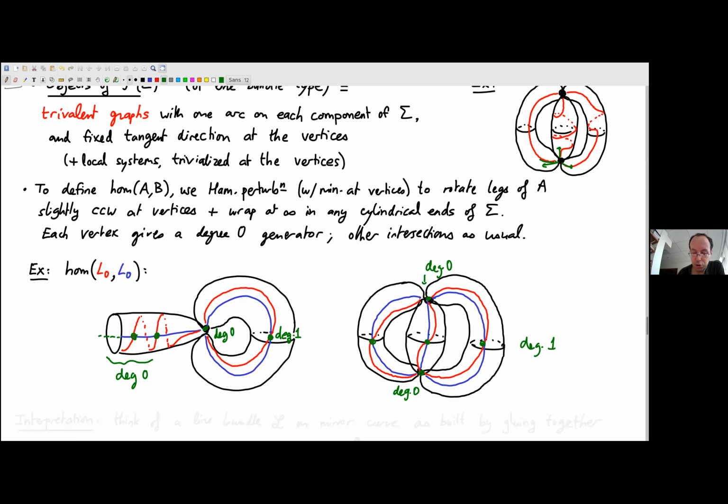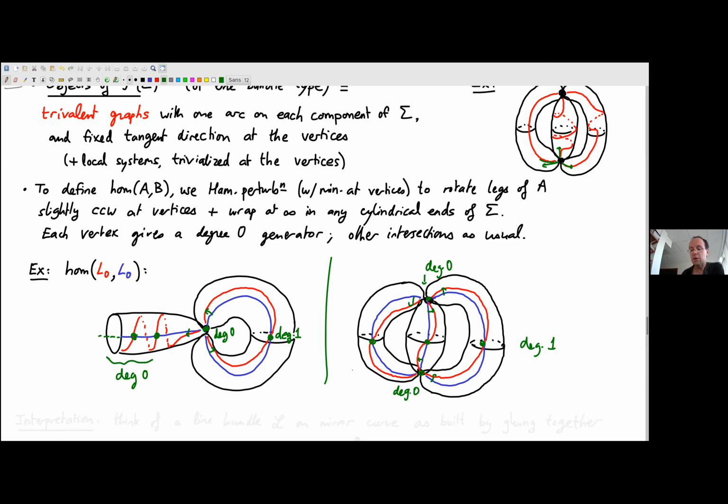Anyway, I will push this blue thing to the red thing by going slightly counterclockwise near the vertex. And then here I have a non-compact end, so I wrap at infinity. This one is the mirror to a closed genus 2 curve. I will just push a little bit, again, counterclockwise in every leg near every vertex. And of course, there need to be other intersections.